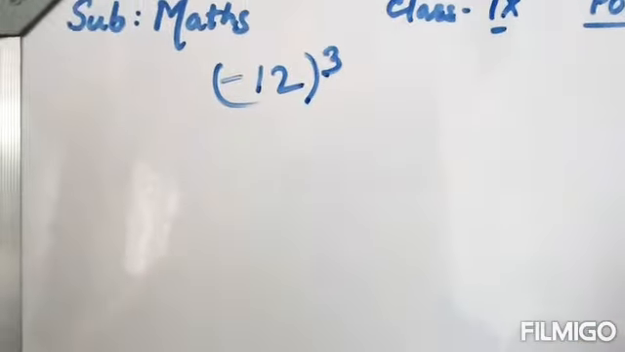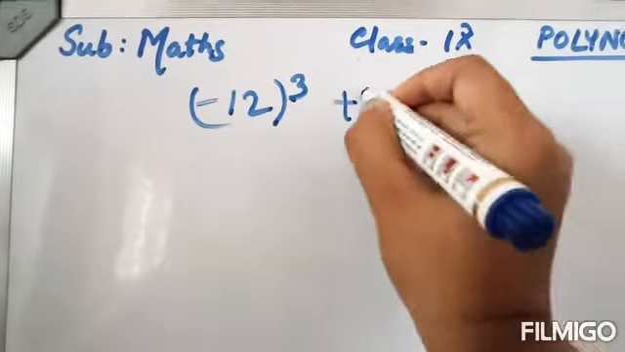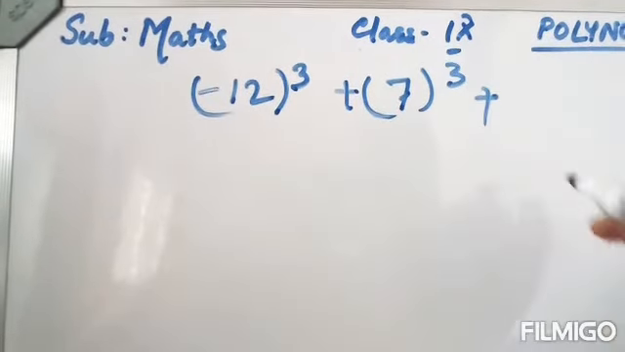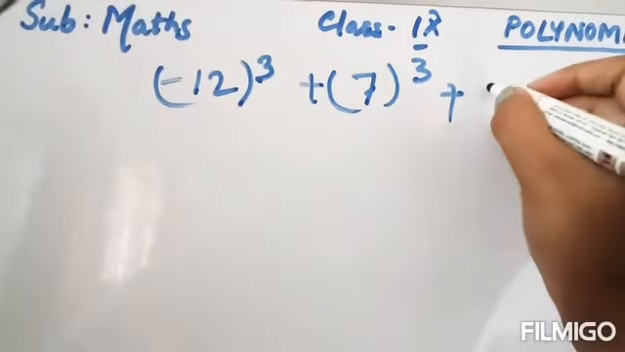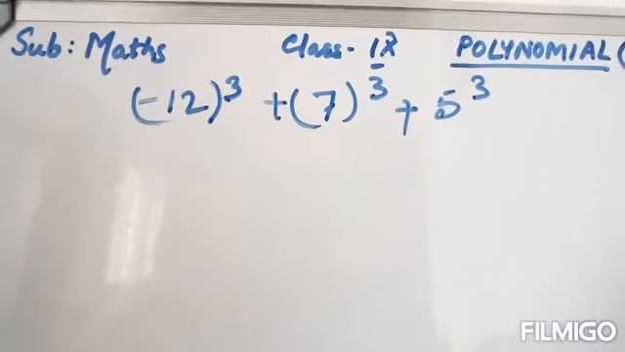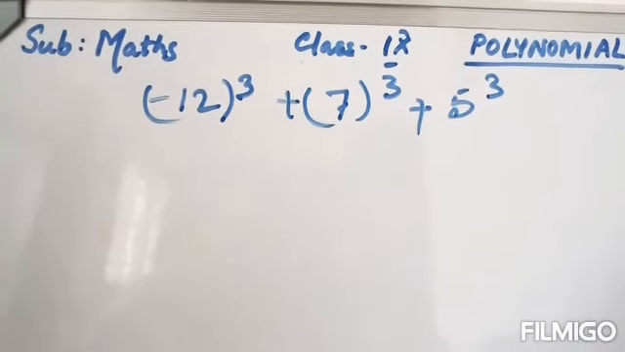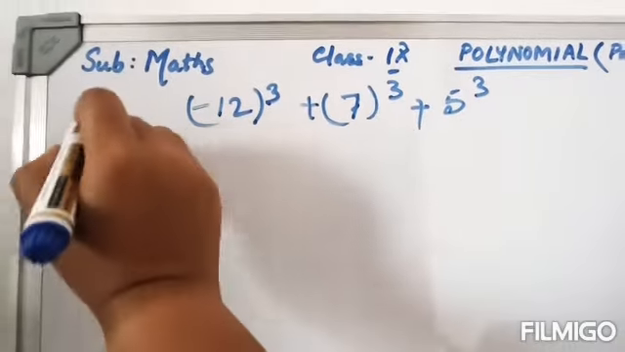Given one question, you're given minus 12 whole cube plus 7 whole cube plus 5 whole cube. You're asked to solve this without using the identity. How will you do this type of problem?